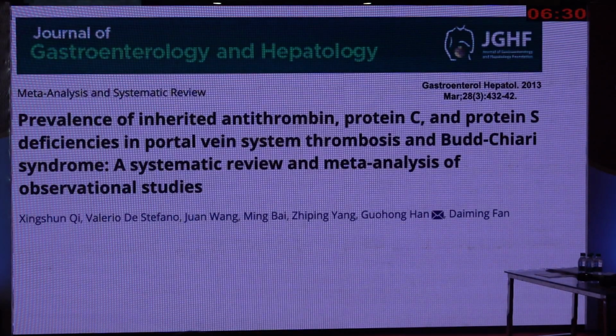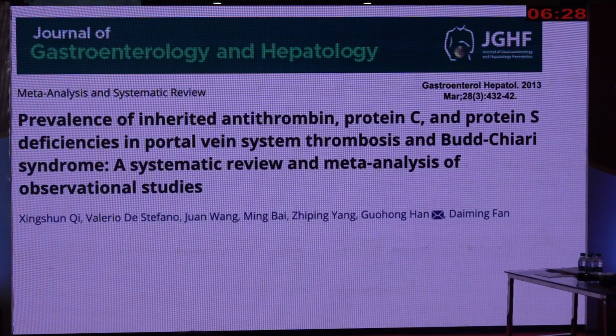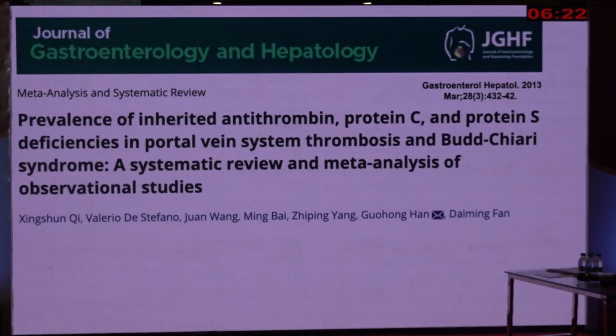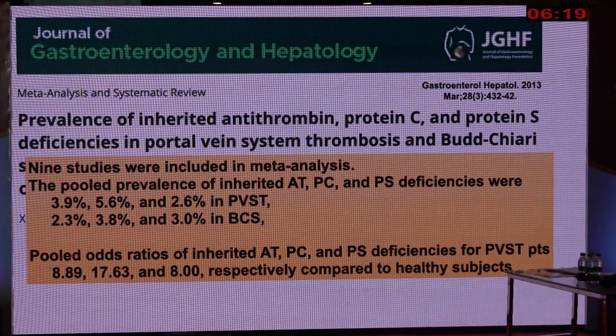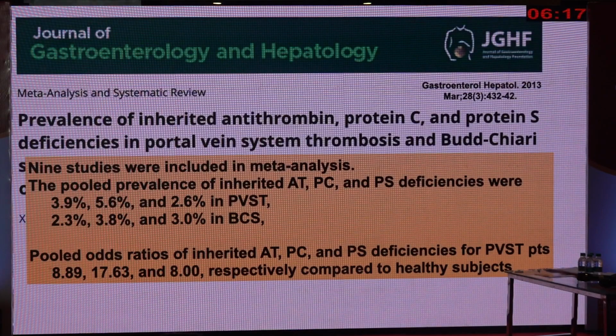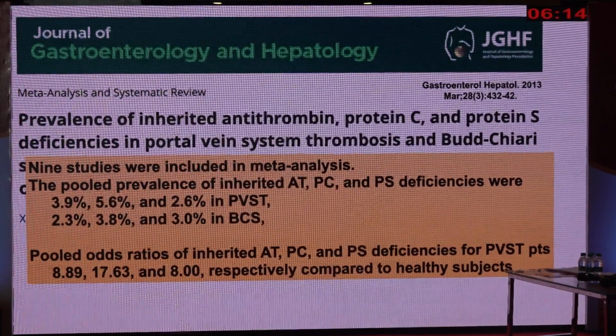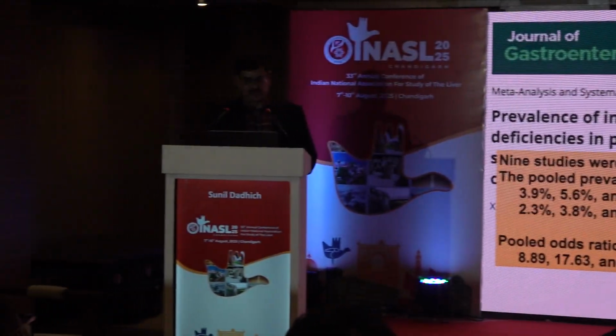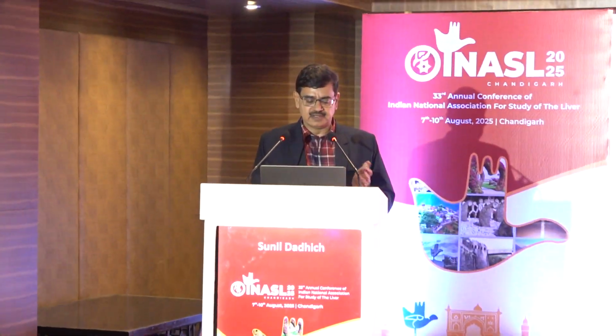This is another meta-analysis for antithrombin, protein C and protein S in patients with Budd-Chiari syndrome. Nine studies were included, and the overall pooled prevalence varies from 2% to around 5.5%. But compared to healthy subjects, the pooled odds ratio of inherited deficiency of these three factors varies from around 8 to 18. But the important thing is these three factors physiologically go down in patients with liver disease. So it is not advisable to test these factors, especially if they have underlying advanced liver disease.